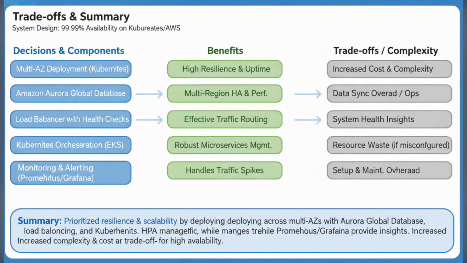We decided to deploy across multiple availability zones. This choice ensures that if one zone fails, the application remains operational in others, though it increases complexity and costs. For the database layer, we opted for Amazon Aurora with multi-region replication. This offers high availability and performance, but requires careful synchronization management, which adds overhead. We also chose to implement a load balancer with health checks to route traffic effectively, enhancing the system's responsiveness and reliability, but slightly increasing latency during failover conditions.